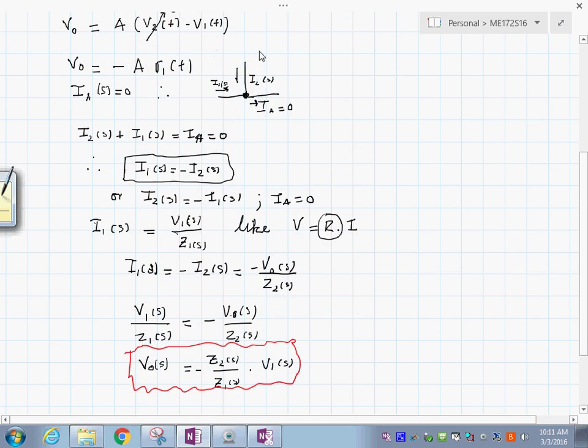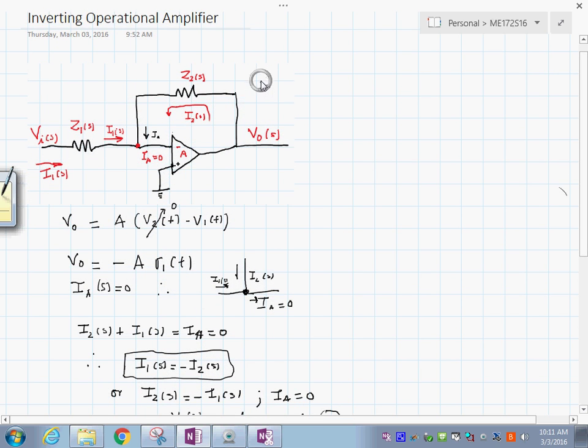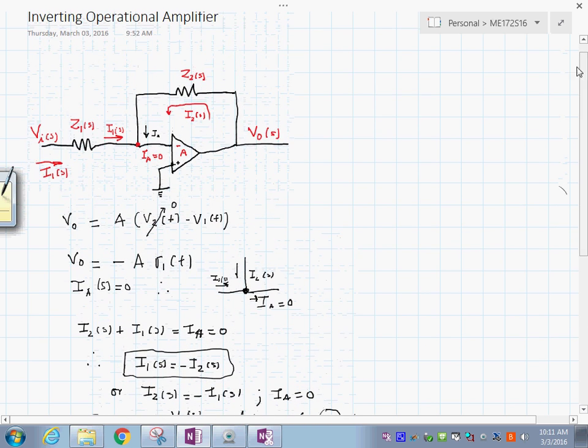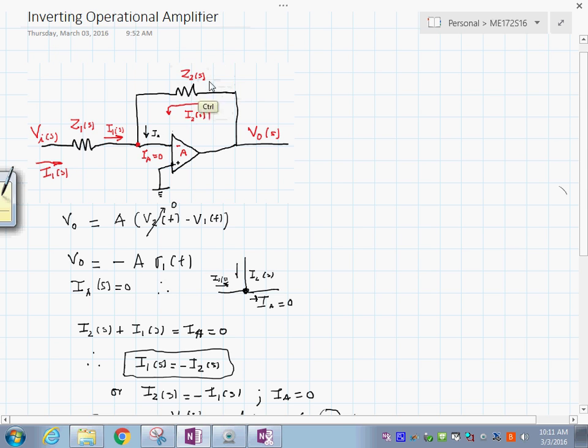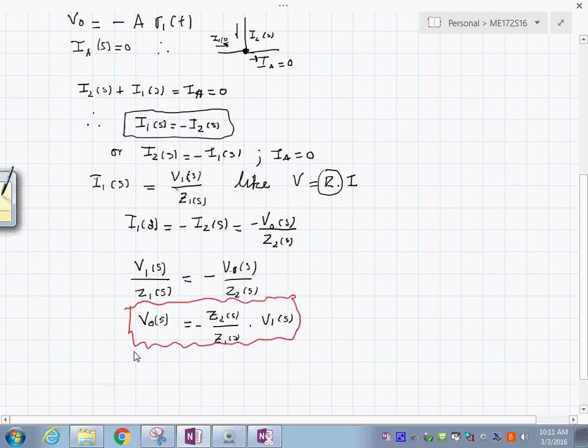You see what it did? By the ratio of these two, this produced an inversion of the signal, so it's inverting V sub 1. So this is called inverting V sub 1. So this is an inverting operational amplifier.